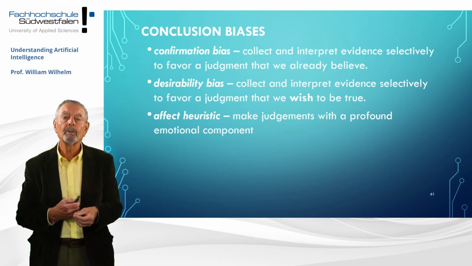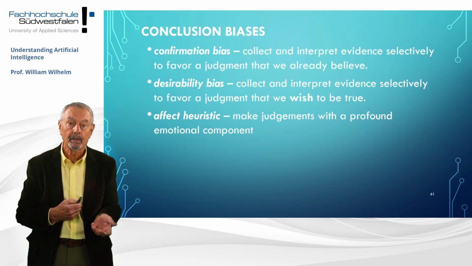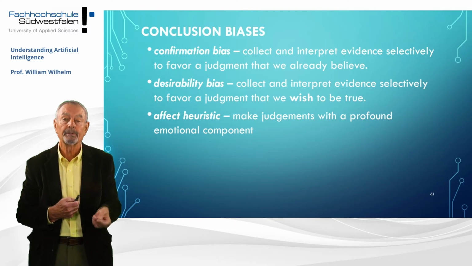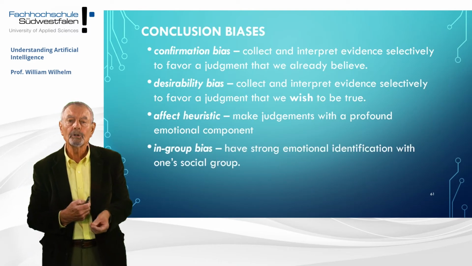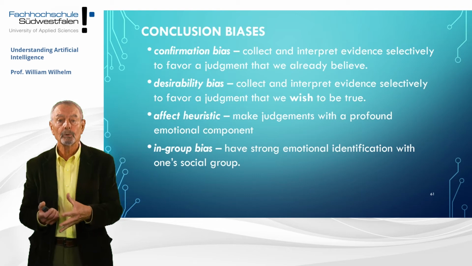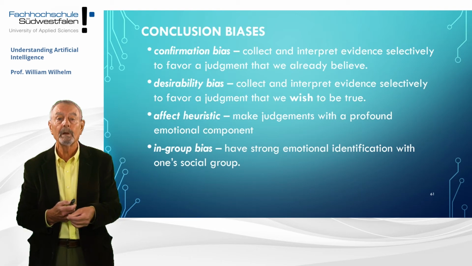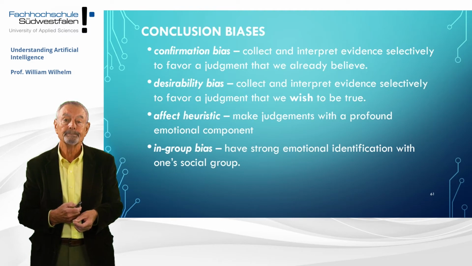Judgments often have a profound emotional component known as affect heuristic, wherein people determine what they think and believe by consulting their feelings. Strong emotional identification with one social group can produce what we call in-group bias, where people give preferential treatment to others who belong to the same group that they do.